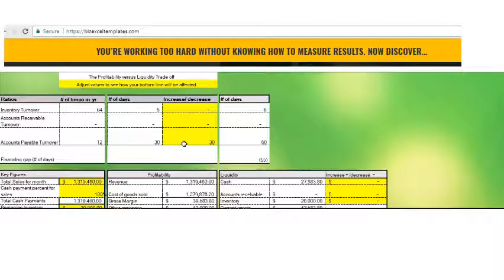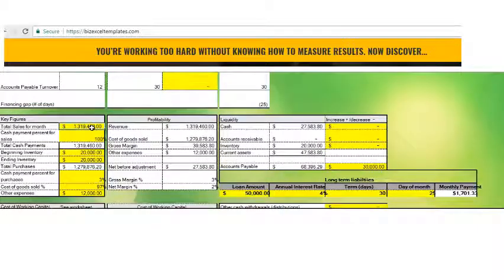We'll leave this alone for now. We don't want anything in here. And then, I estimated for the month I had $1,319 in sales. You can easily get this information from your profit and loss statement. If you just recently looked at it, you can enter the amount here.